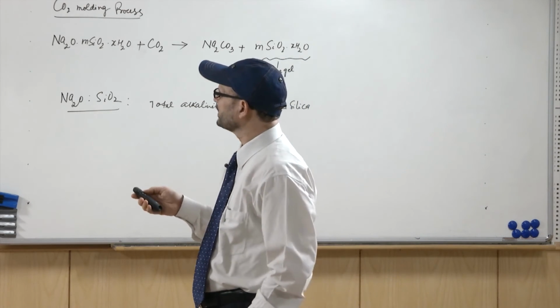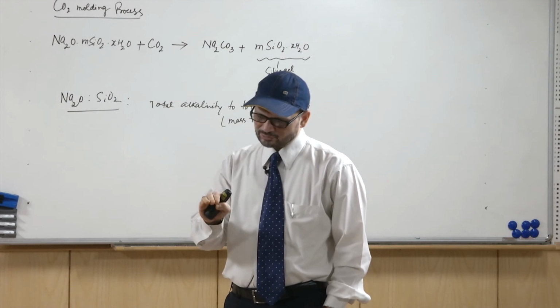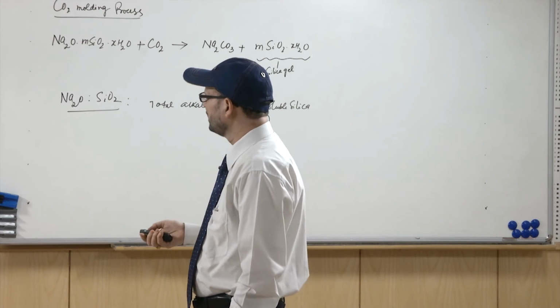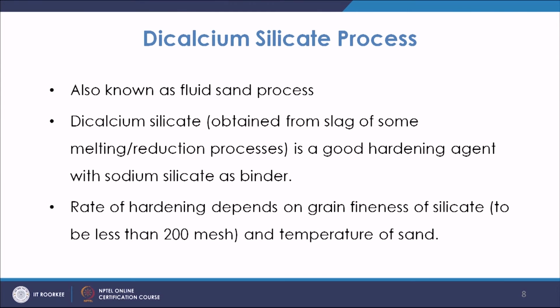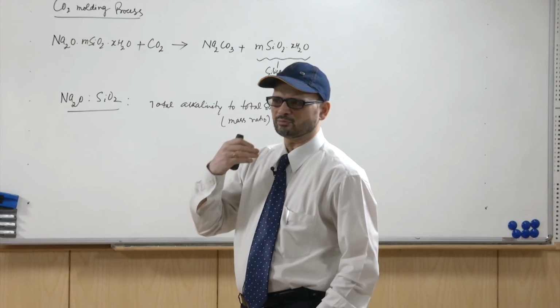Once you mix this dicalcium silicate with sodium silicate, what will happen? Dicalcium silicate is seen to be a good hardening agent with sodium silicate as binder. So, when sodium silicate is used as binder and dicalcium silicate is mixed, dicalcium silicate acts as a hardener. The rate of hardening depends on the grain fineness of the silicate. You have to have less than 200 mesh size of the dicalcium silicate, and it also depends upon the temperature of the sand. The higher the temperature, the more quickly it will harden.